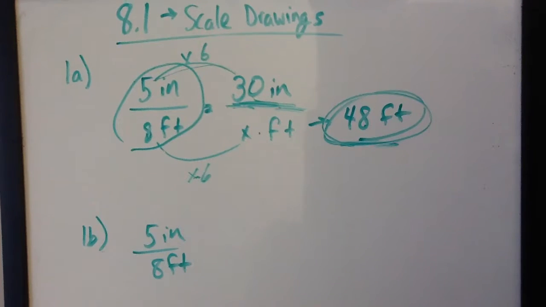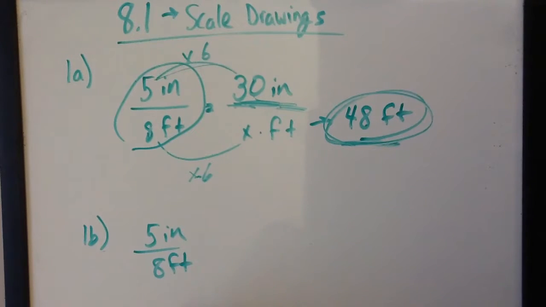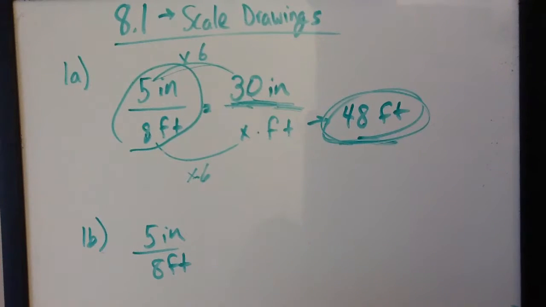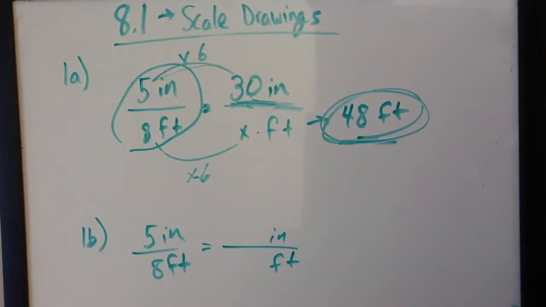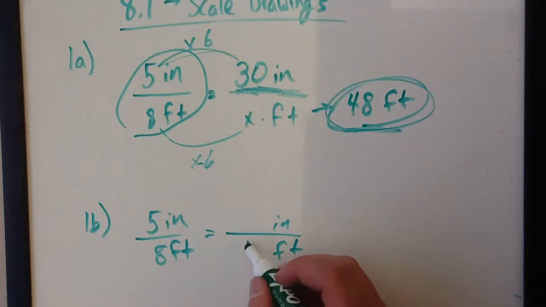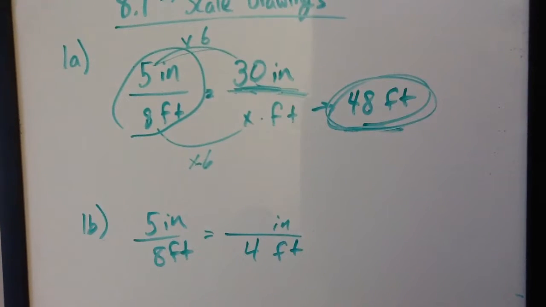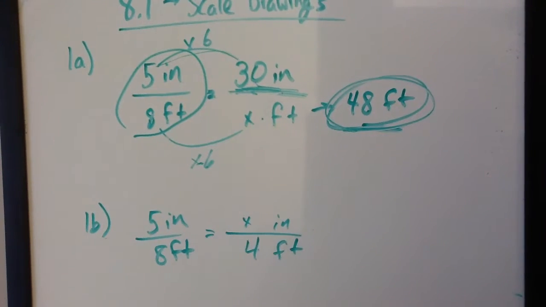In question 1B, we are told that a door in the room has a width of 4 feet. Okay, so again, we're going to use our scale factor of 5 inches to 8 feet, and inches are on top, feet are on bottom in our ratio. We're going to fill in 4 feet. That's the actual width of the room. And we want to know the width of the door in the blueprint.